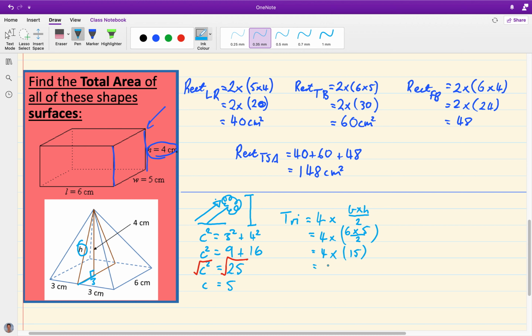The last piece of our puzzle is we have a square base. Okay, we know that squares are equal to the length squared. So the length of one of those squares is 6. 6 squared is 36. And that's centimetres squared as well. So the TSA of that is equal to 60 plus 36, and that gives us 96 centimetres squared.